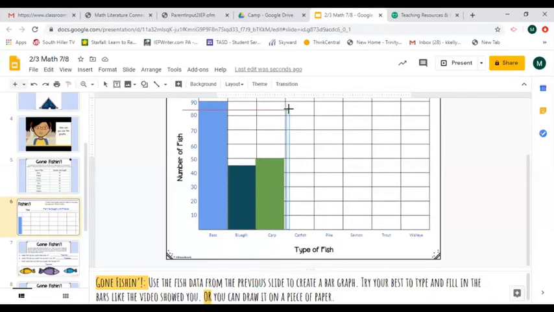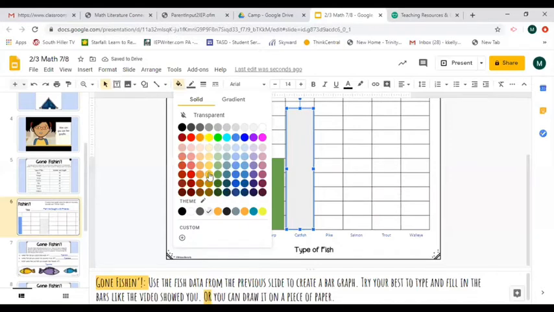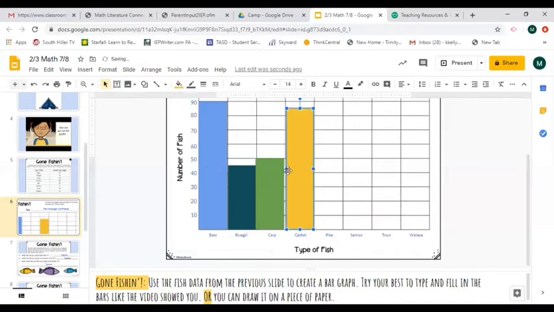Looks like we're halfway in between, maybe a little bit. That looks pretty good to me. I'll fill that with yellow or catfish. We're up there at 85.